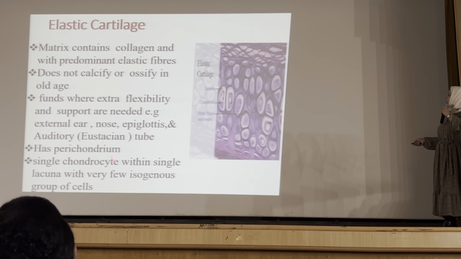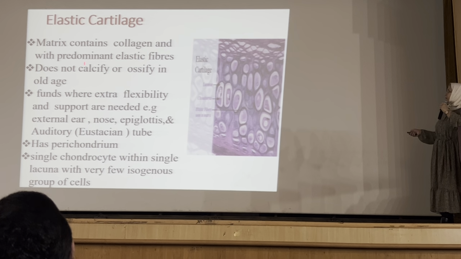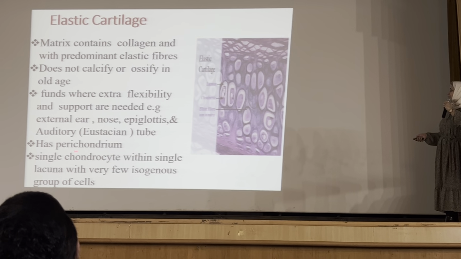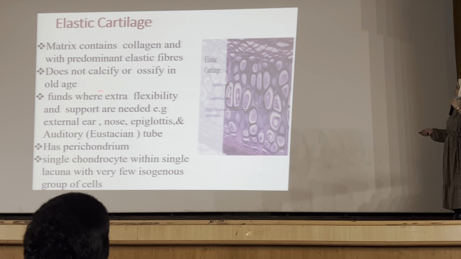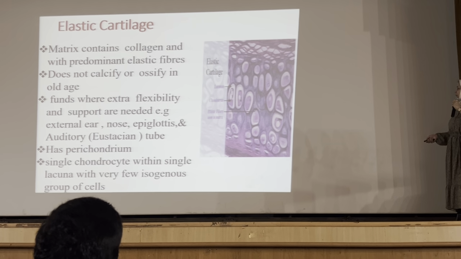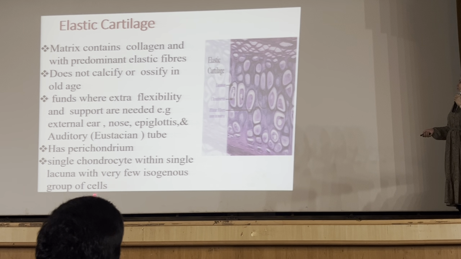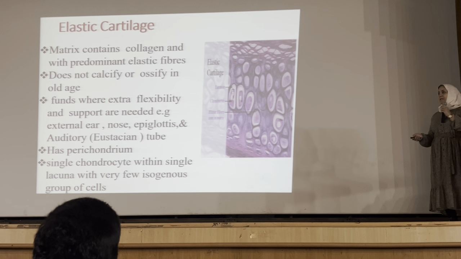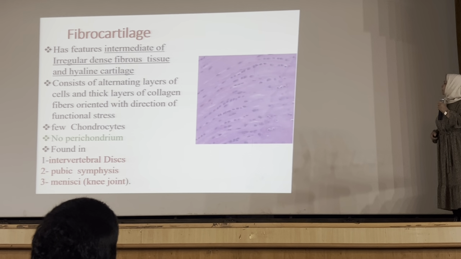The matrix contains elastic fiber. Second, it doesn't undergo ossification and calcification. Third, few isogenous groups are found. The majority of the lacunae contain single chondrocytes.